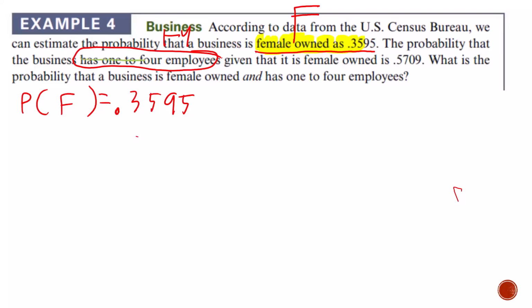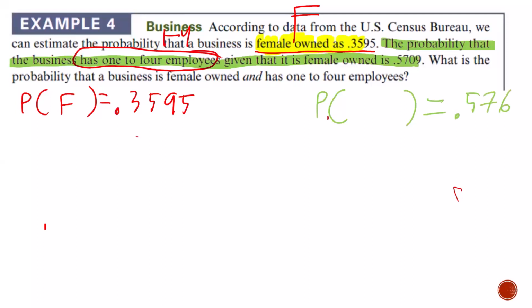Now let's read this other part. Let's use a highlighter. Let's read the second. The probability that a business has 1 to 4 employees, given that it is female owned, is this roughly 57% number. Being the same color will help. Sorry, I miswrote that. That green readable in the back? Yeah, okay.